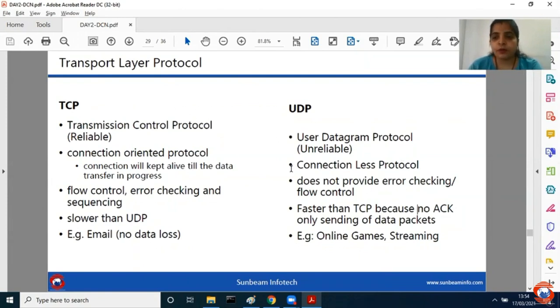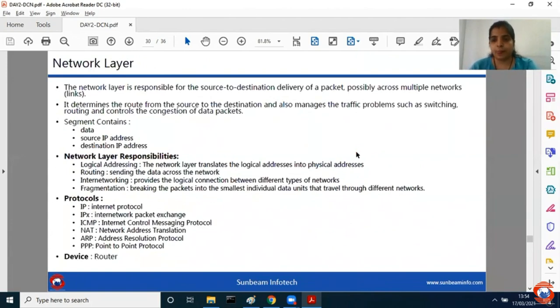Have you understood the transport layer protocols? One is TCP, another is UDP. One is a connection-less protocol, the other a connection-oriented protocol. These are the two major protocols which come under the transport layer.